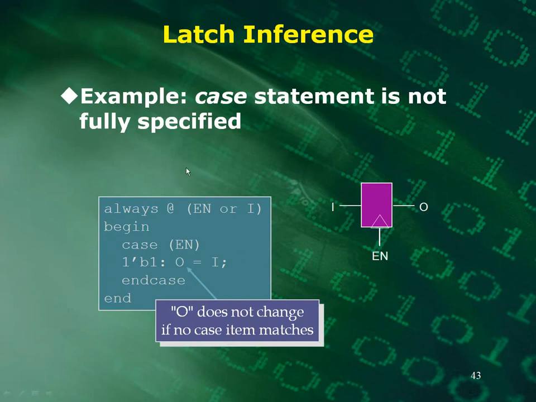Here's another example where the case statement is not fully specified. So here we've got enable. If it's 1, we set output to I, but if enable is 0, we don't do anything. See here we've said every time enable changes or I changes, we come into here. So this actually produces a latch, since we didn't fully describe everything.